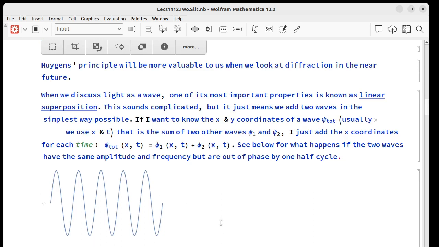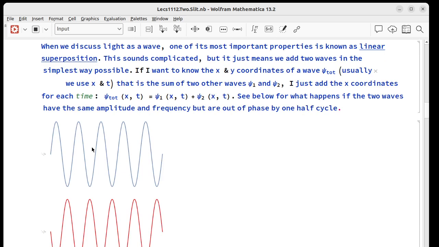If we discuss light as a wave, one of the most important properties it has is what's called linear superposition, which sounds intimidating, but it really just means we add two waves the simplest way possible. So if I want to know the x and time, the position and time coordinates of a wave, what I would do is add the position and time coordinates for each of the two waves that make it up. So for example, if we want to add the blue wave and the red wave, notice they're the same amplitude, same height, same frequency, the bumps line up. They're exactly out of phase.